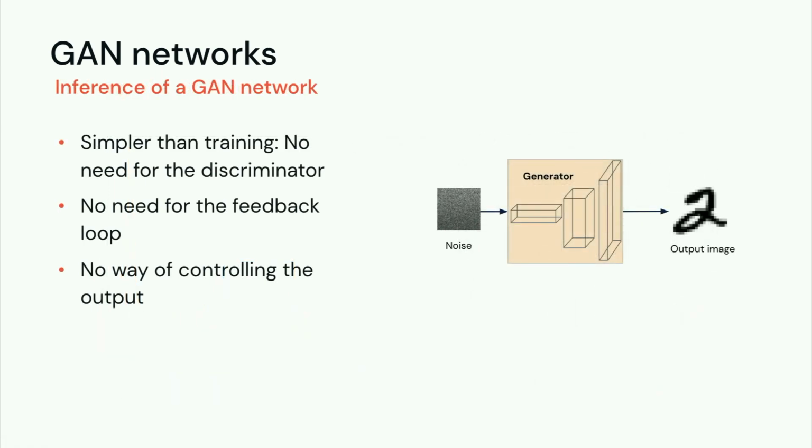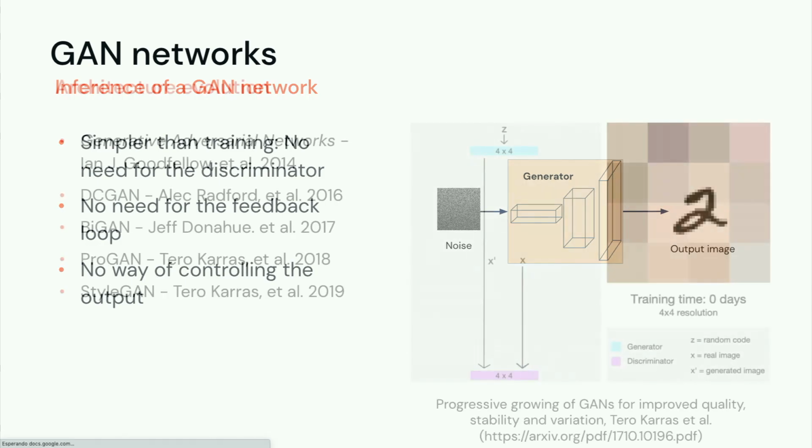So after we train these networks, we can do inference and generate new images. At this stage, we are not going to use the discriminator anymore, and we are not going to need the feedback loop anymore. So this is a simpler stage in that sense. One characteristic is that we cannot control the output, actually. We're going to generate images that look similar to the original training set, but at least with these original configurations of GAN networks, we cannot control specific features of the images.